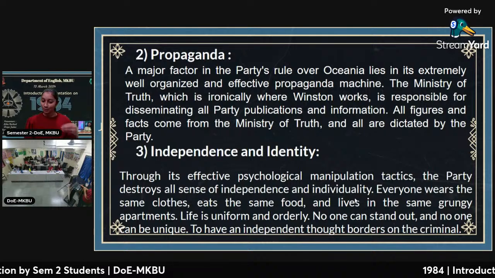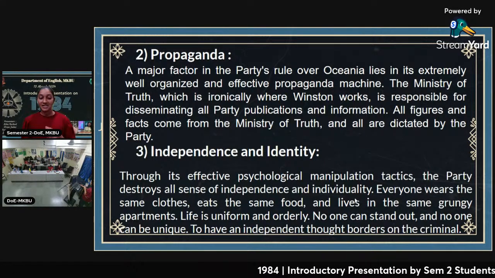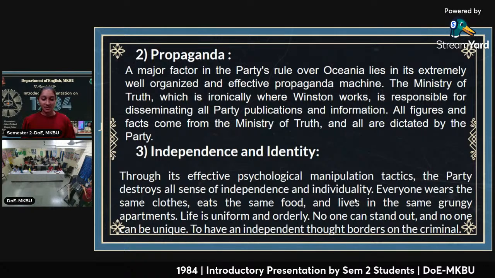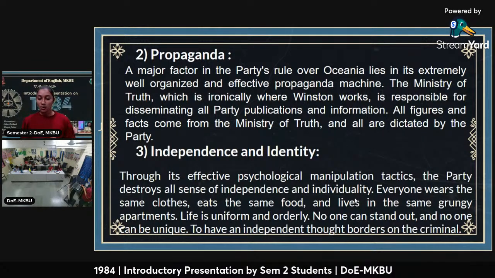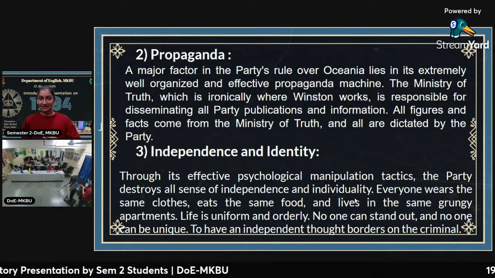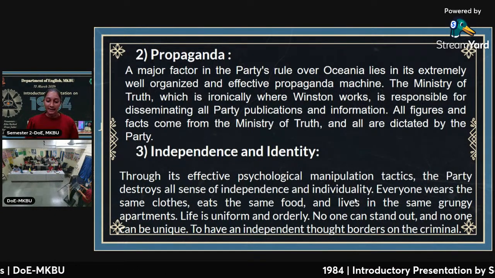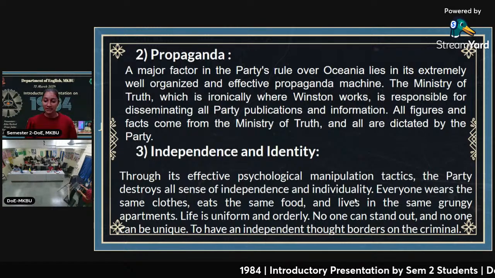Everyone wears the same clothes, even eats the same food, and lives in the same grungy apartments also. Life is uniform and orderly. No one can stand out and no one can be unique. As Asha mentioned, to have an independent thought borders on the criminal.